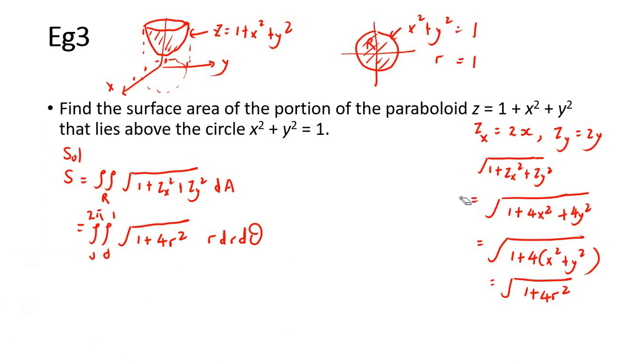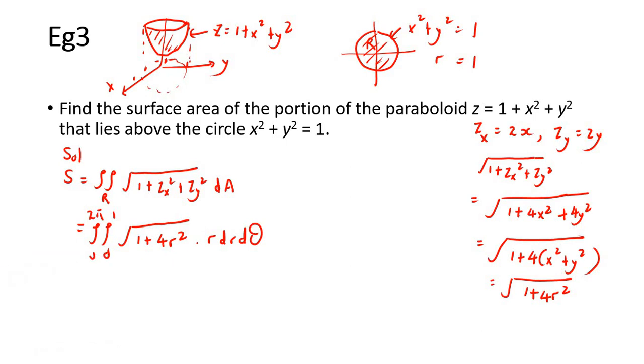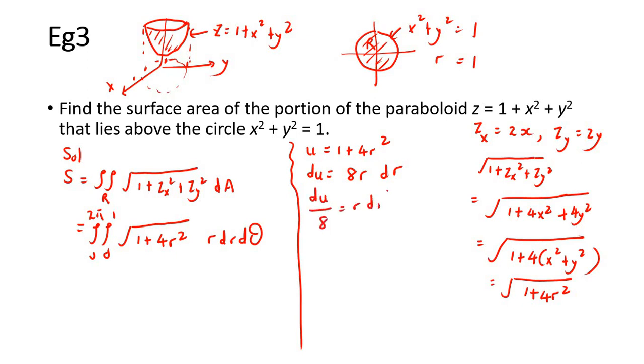So here, this part I erased it. Okay, now to evaluate this integral, you use the substitution technique. u equal to 1 plus 4r squared, so du is 8r dr. So you notice r dr will be du divided by 8.